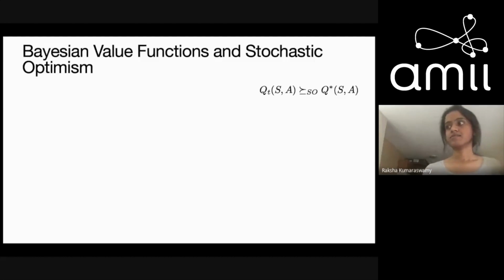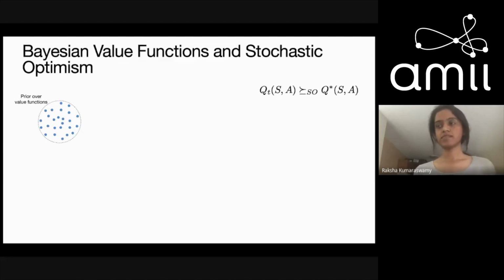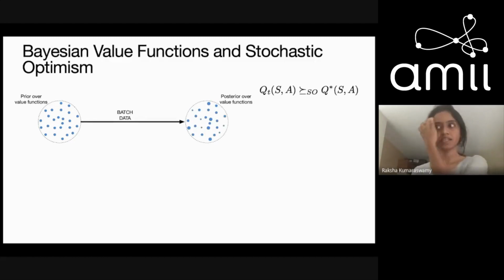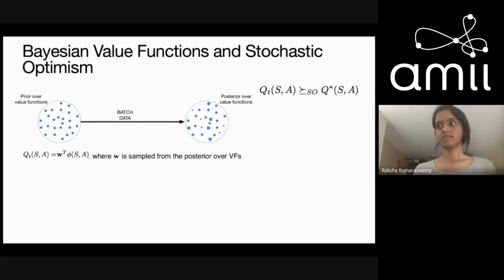So with stochastic optimism, we're looking at this idea of QT-SA being stochastically optimistic with respect to Q*SA. Although I say Q*SA here, I should mention that Q* is not the optimal value function, but the optimal value function conditioned on the data you've seen. I'm going to try and explain what I mean by that. The first bit of the framework is essentially the Bayesian value function framework, where you have prior value functions, you get value data, and you have a posterior value function space. The second component is that QT-SA is a random variable: W is sampled from this posterior over value functions, and as W is random, QT-SA is a random variable as a consequence.